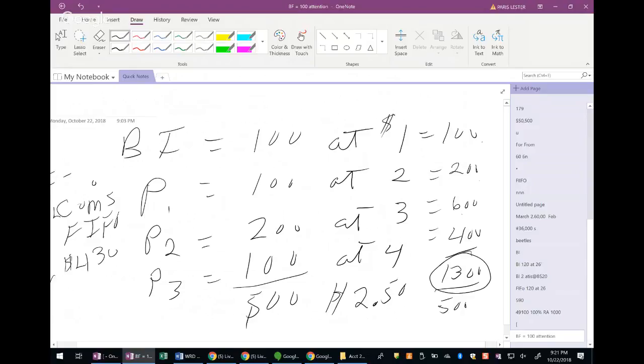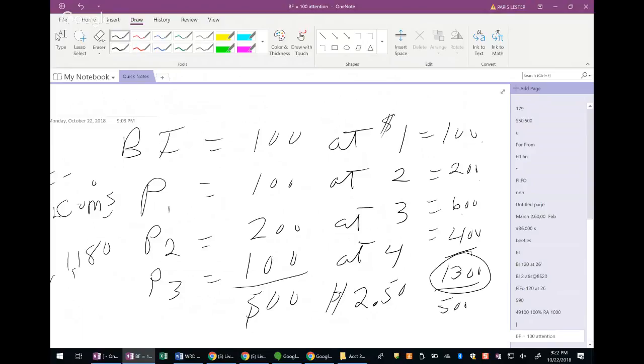How about LIFO? What's my cost of merchandise sold under LIFO? 1180. How much? 1180. Because your ending inventory was what, 120? Okay. All right, get a handle on FIFO.